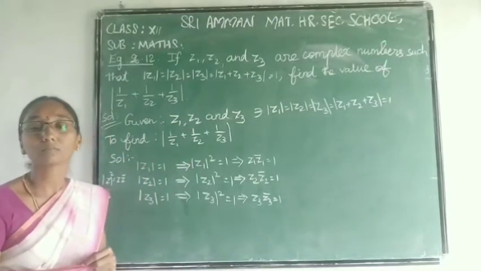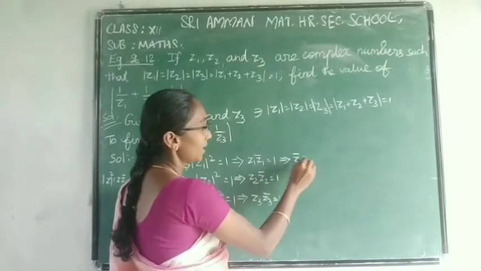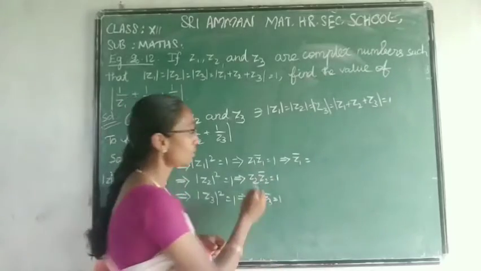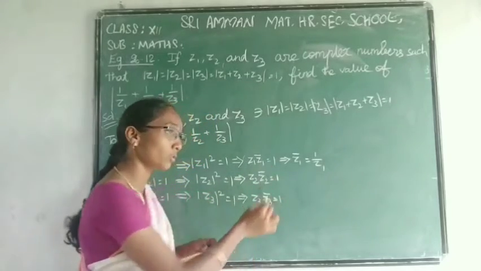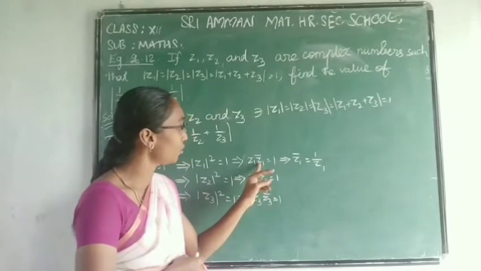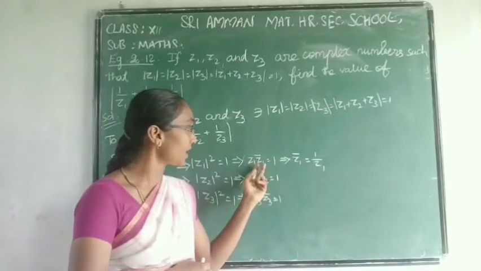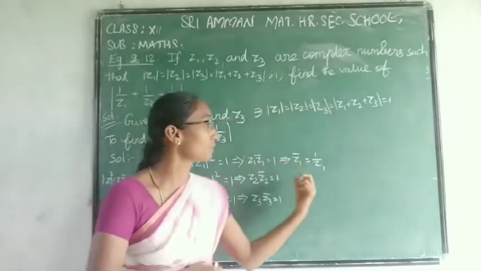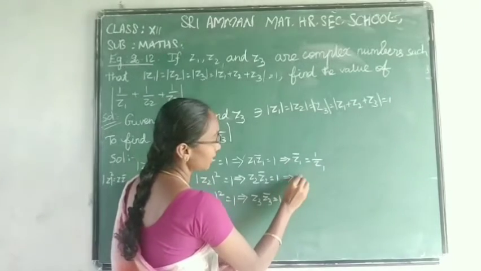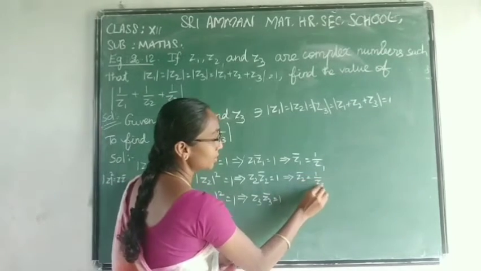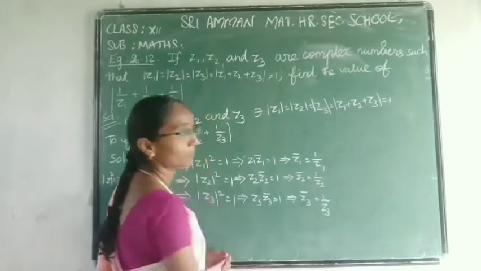Do you understand? Now we go to find Z1 bar. Z1 into Z1 bar equals 1, and we want to find the value of Z1 bar. So this Z1 comes to the right hand side; it is a multiplication, so it moves to the right side as a denominator. So Z1 bar equals 1 by Z1, then Z2 bar equals 1 by Z2, and Z3 bar equals 1 by Z3.